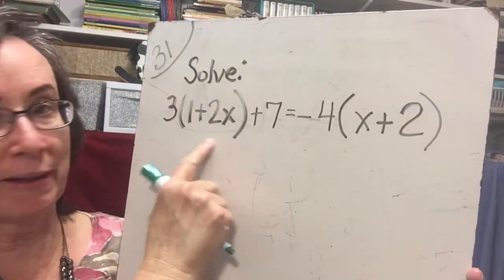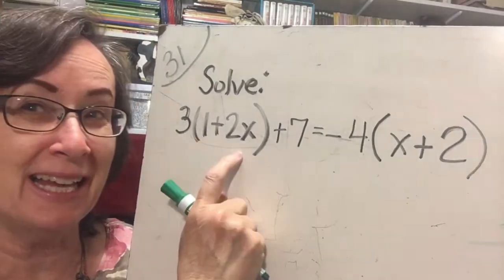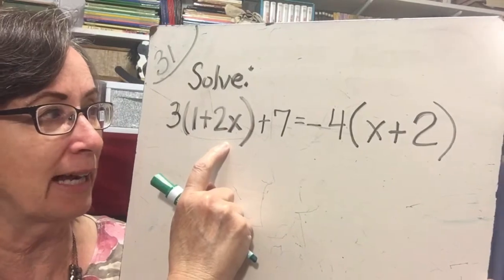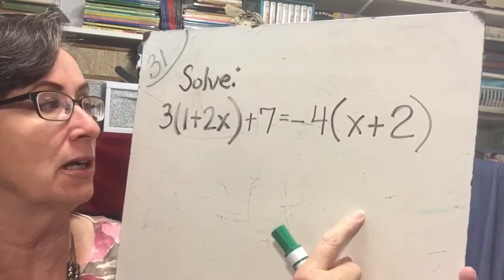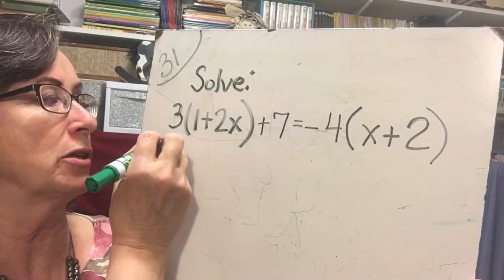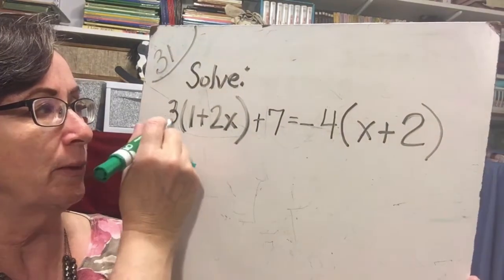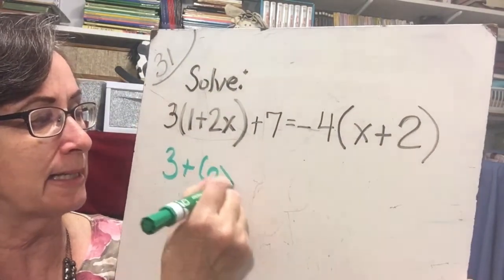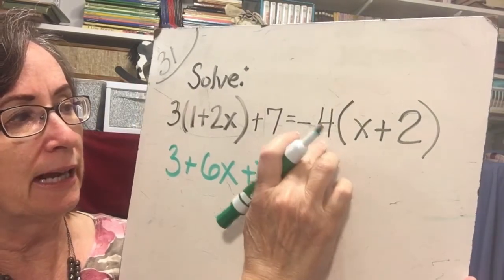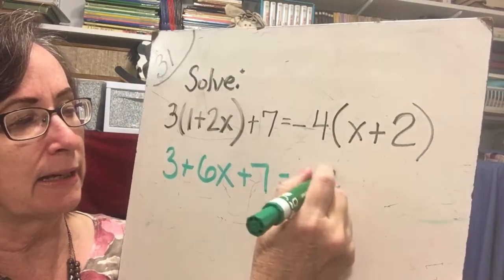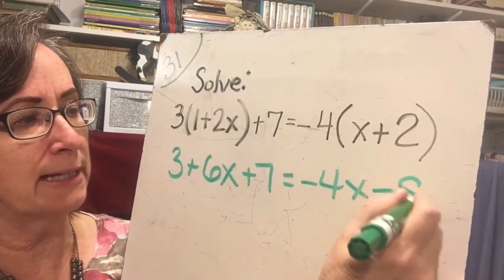Okay, here's the second example. We have a parenthesis, and we cannot do what's inside the parenthesis because we have a 1 and a 2x, and they're not like terms. We have another parenthesis, and we can't do what's in that parenthesis either. So we're going to start with distribution. So 3 times 1 is 3, plus 3 times 2x is 6x, plus 7 equals negative 4 times x. Negative 4 times 2 is negative 8.